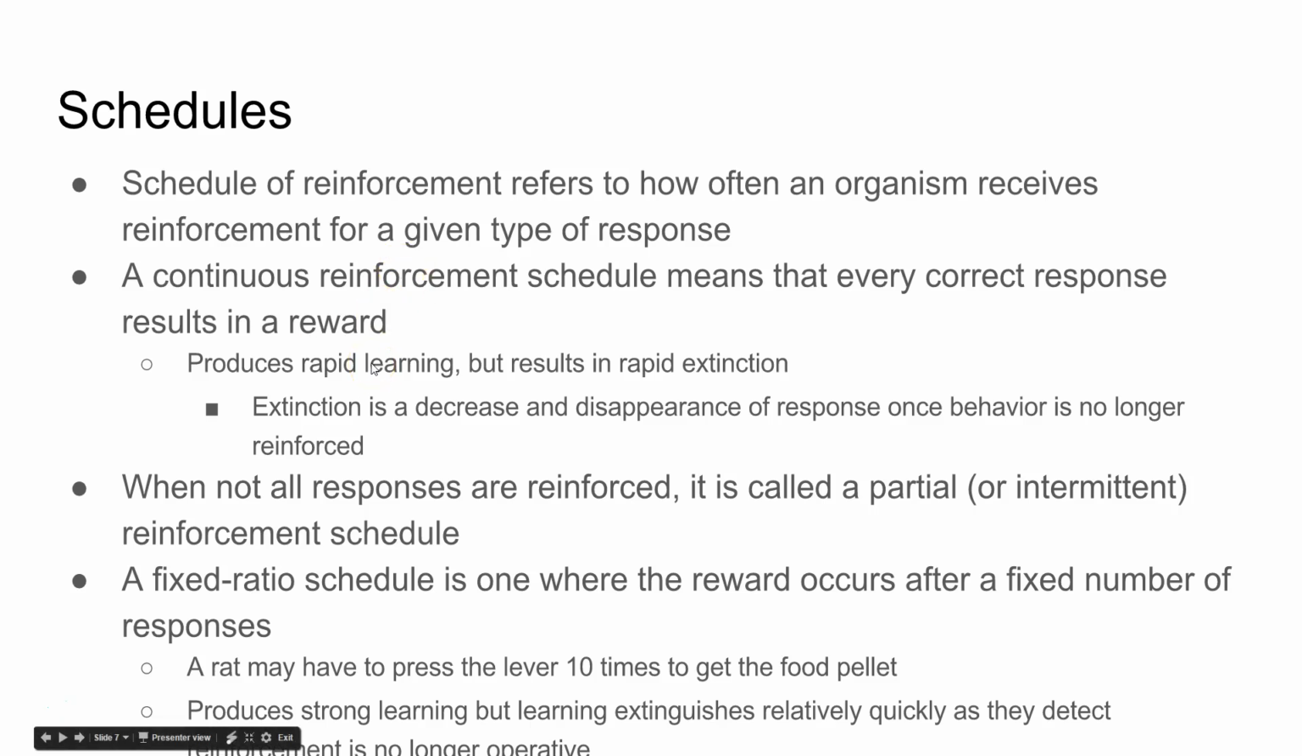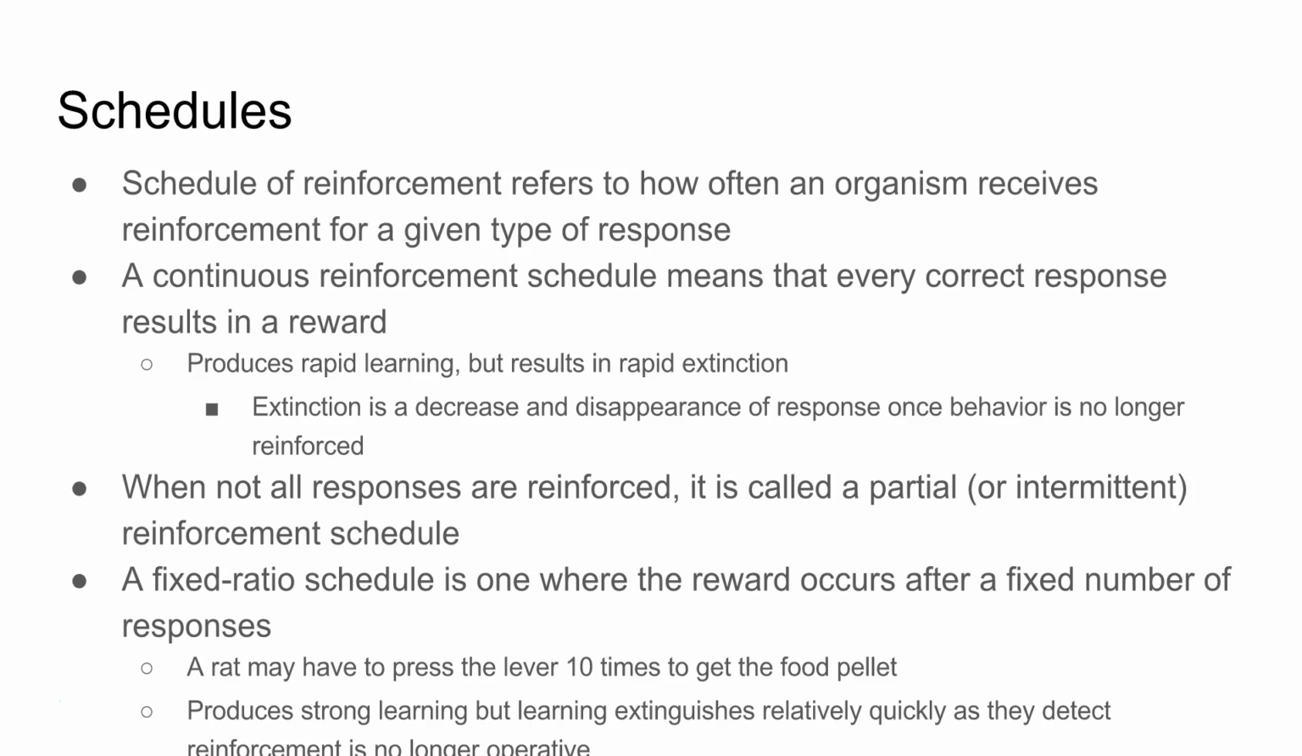People learn really, really quickly. But it also results in a rapid extinction. And again, just a reminder, extinction, we talked about it in classical conditioning as well. But it's a decrease or disappearance of response once that behavior is no longer reinforced. So when they stop getting the food, they're not going to press that lever as often. And that's going to be more quick if you do continuous reinforcement. So every single time you press the lever, you get food. That is a continuous reinforcement. It makes them learn quickly, but the learning doesn't necessarily stick for as long.